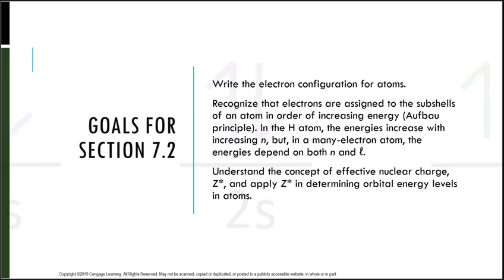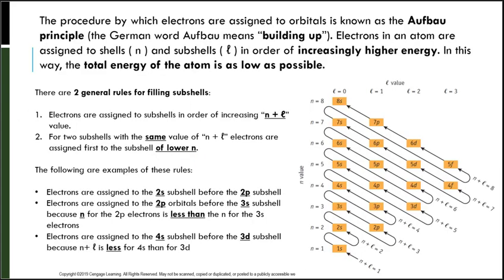We're going to write the electron configuration of atoms. The procedure by which electrons are assigned to orbitals is known as the Aufbau principle. It's a German word that means building up. Electrons in an atom are assigned to shells, which we know are N, subshells L, in order of increasingly higher energy. In this way, the total energy of the atom is as low as possible. So there's 2 rules for filling subshells. Electrons are assigned to subshells in order of increasing N plus L value.